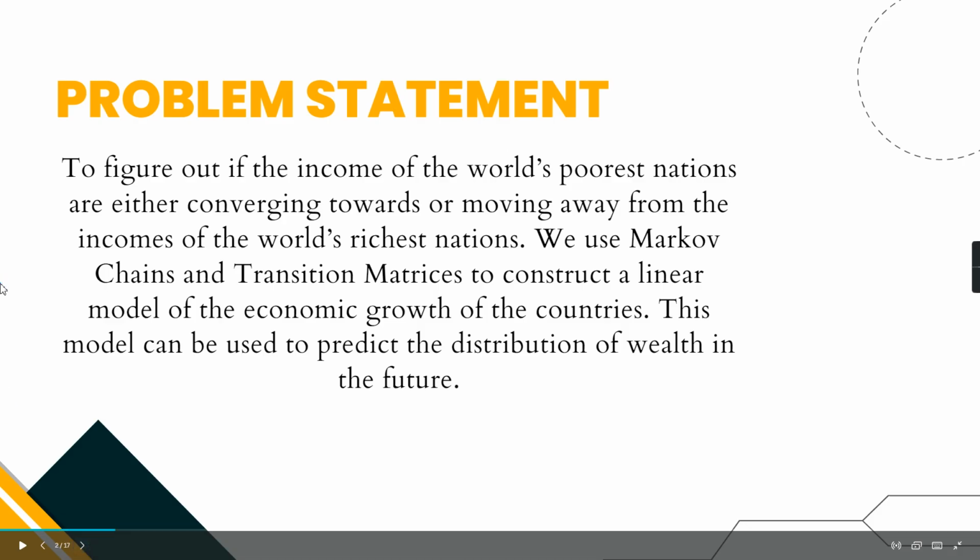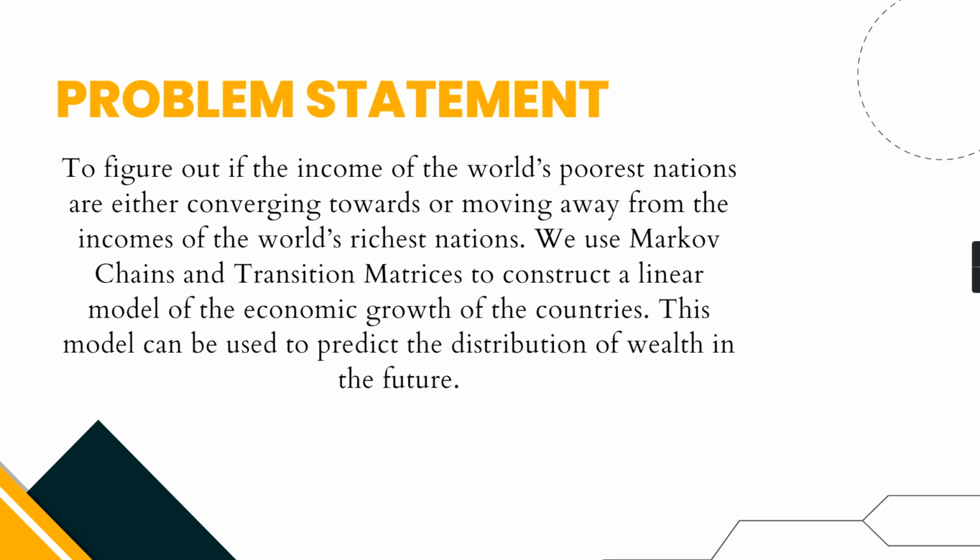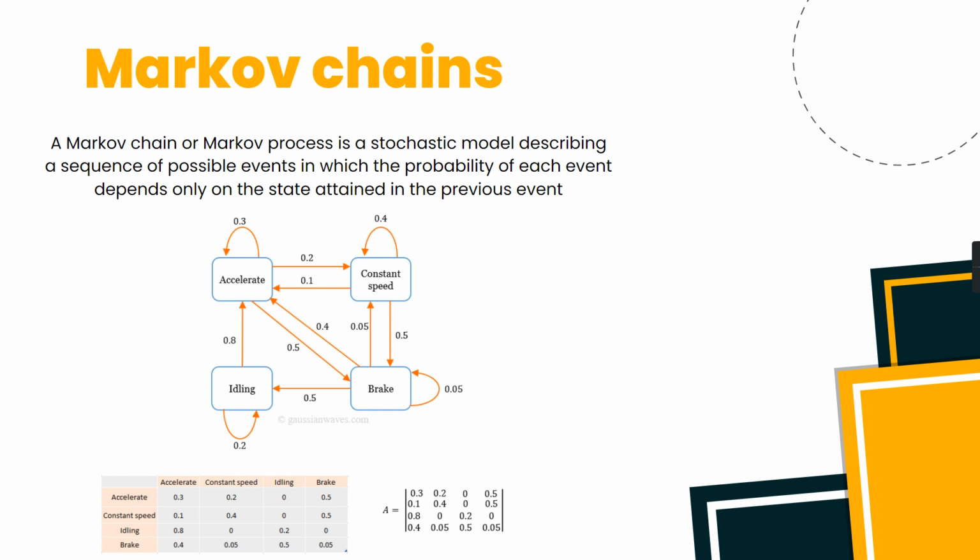So the paper we've selected revolves around the use of linear algebra, specifically the use of Markov chains and transition matrices to construct a linear model to model the economic growth and the change in economic distribution along time. So before we go into how the model is built and the flaws of the model and how we overcome those flaws, we'll briefly gloss over the concepts of linear algebra used in this.